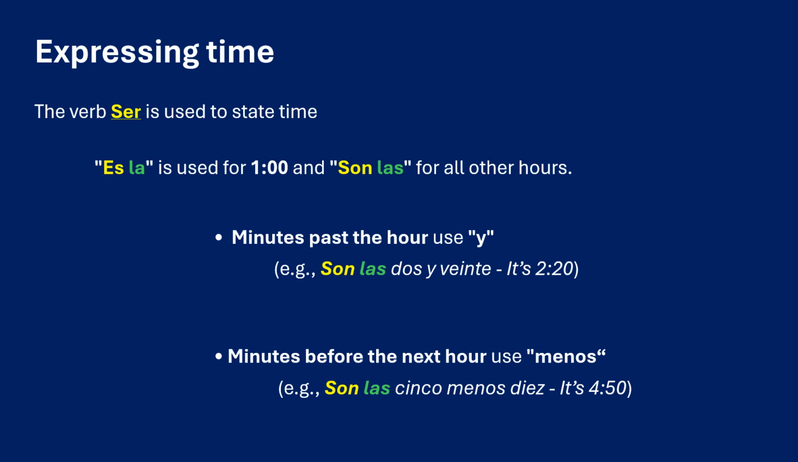Use these constructions when forming time, and remember that for 1 o'clock, it is always the conjugated form of ser, es, and for all other numbers, it is the conjugated form son. They are. It is 1 o'clock. They are 2 o'clock and more.